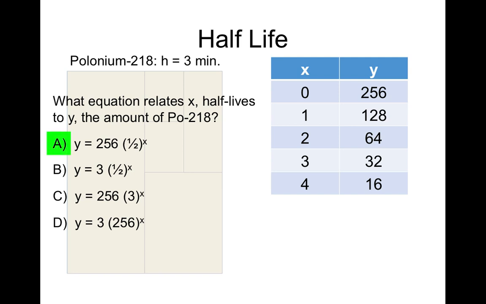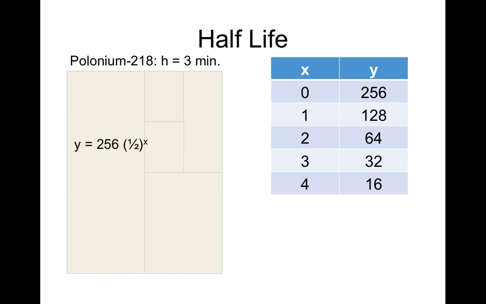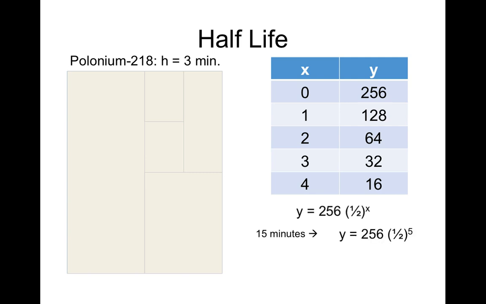Choice A is correct because 256 was the starting value, and the decay factor is 1/2. So think about this. If we want to know how much is remaining after 15 minutes, well, 15 minutes is 5 half-lives because a half-life is 3 minutes. We need to take the 15 and divide it by 3. If we want to know how much remains after t minutes, we'll have to take whatever t is and divide it by 3 to get the number of half-lives.